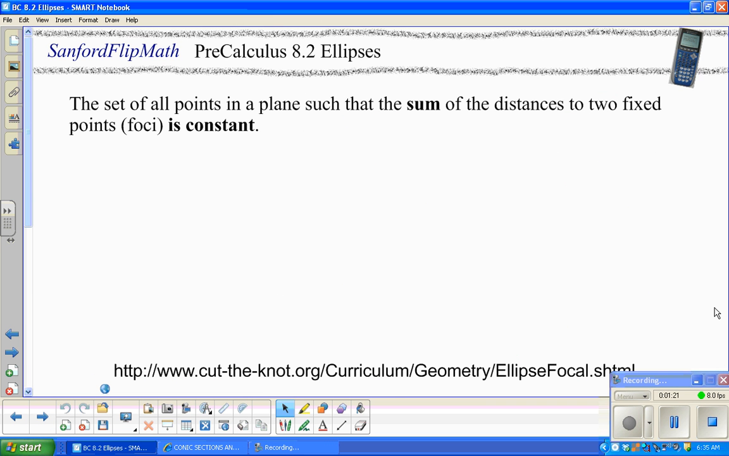Well, ellipses are the same kind of thing, and the idea here is this time it's the set of all points in a plane such that the sum of the distances to two fixed points is constant. So for instance, I could have a fixed point here and a fixed point here, and both of those are called foci or focuses. So I have two of them.